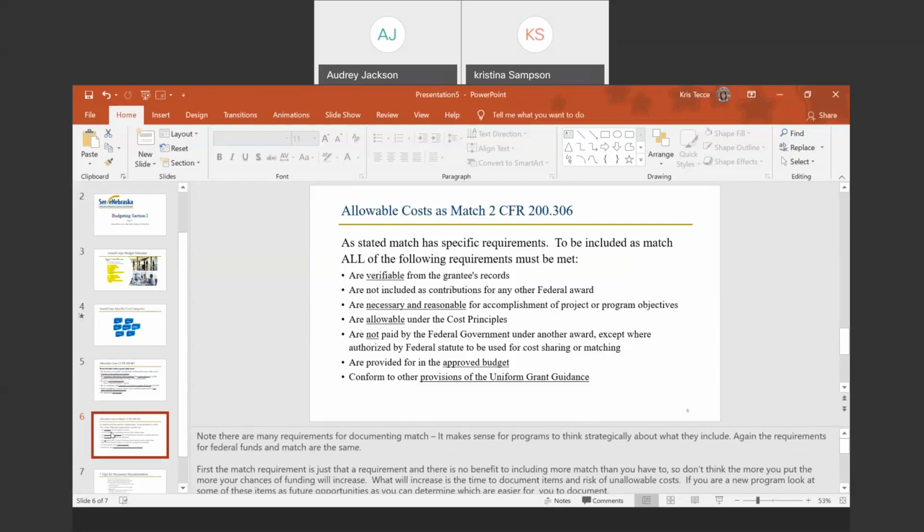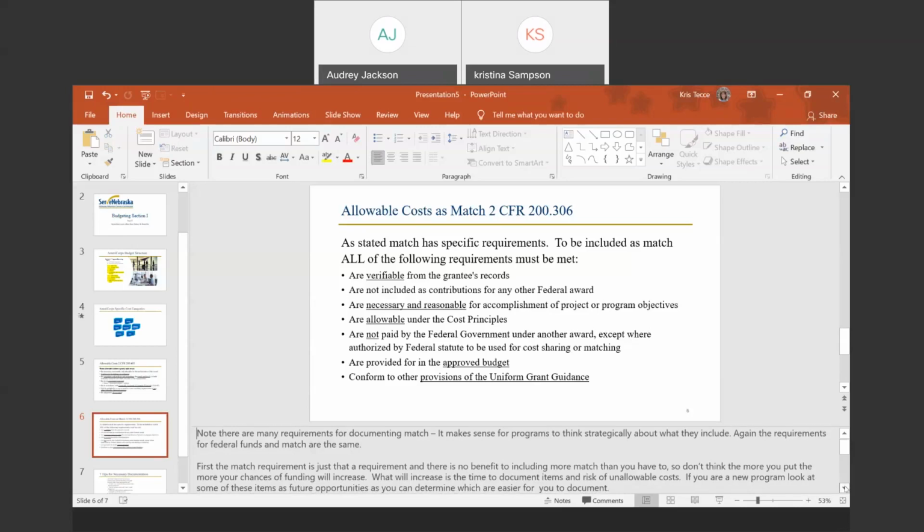Again, there's a few sessions specifically on match. We have two: one general, and one about strategy and cash flow. And think about the requirements. Again, the uniform guidance requirements for federal funds and match are the same. You also want to think about match and think about the requirements. There's not extra benefit to putting more match. Really, you have an escalating match that you want to plan for in the future.